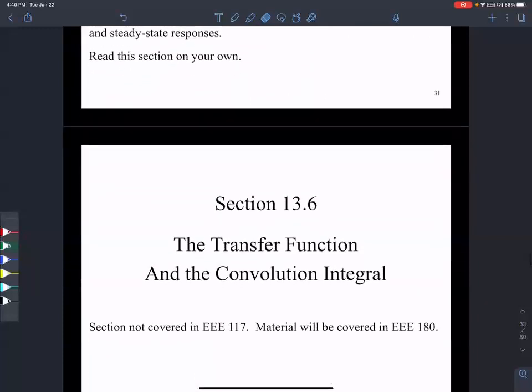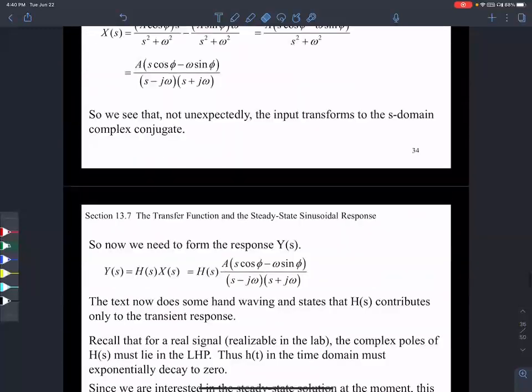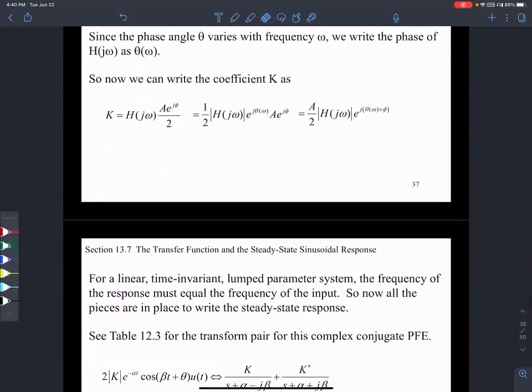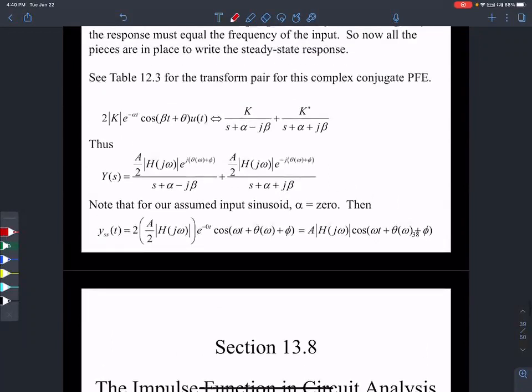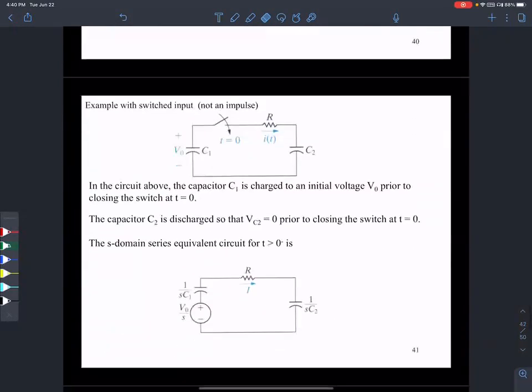So transfer function in partial fraction expansion and sinusoid steady state response. This is all material that Rustato talks about. But what you want to remember again is that the output has a steady state response and a transient response, a frequency dependent component and a frequency independent component.